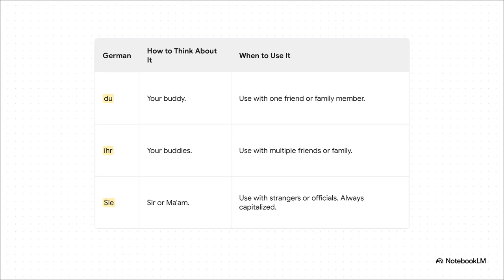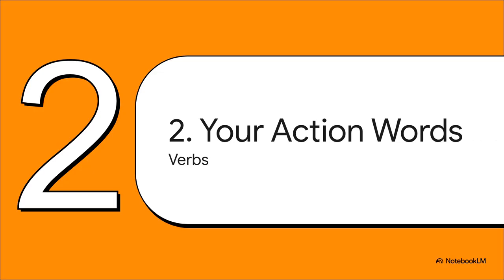Now, here's something really important, a key difference from English that trips a lot of people up. In German, there isn't just one word for you. There are three. You've got du for one friend, your buddy. You've got ihr for a group of friends, your buddies. And you have the formal capitalized Sie for when you need to be polite, think sir or ma'am. It's a small detail, but it makes a huge difference. All right, let's move on.